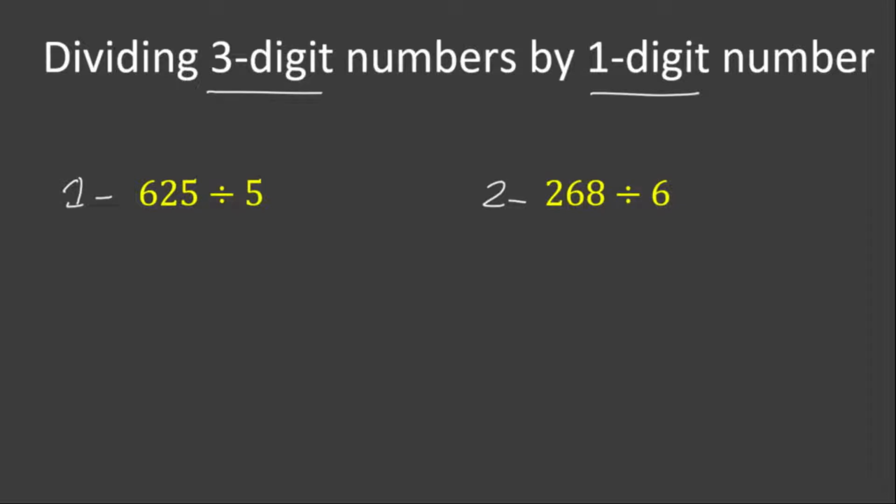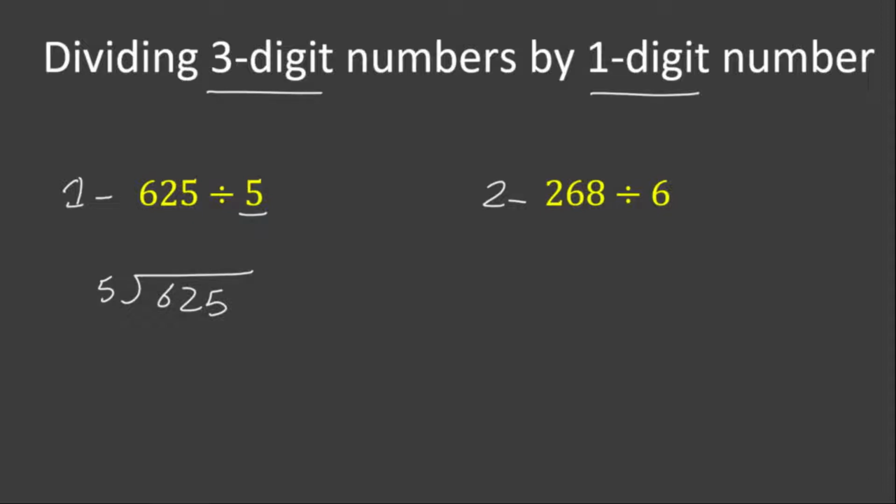We first start with the first example and set it up by writing under the long division sign. 625, which is the dividend, goes under the division sign. So 625 is written here, and 5, which is the divisor, goes outside the division sign, and we write it to the left of the sign.